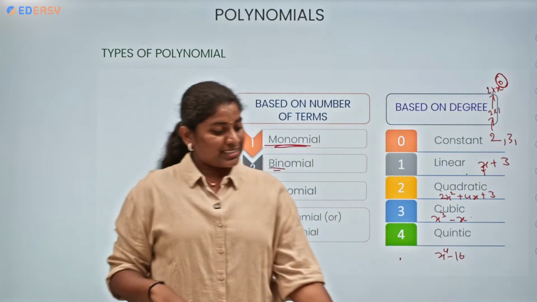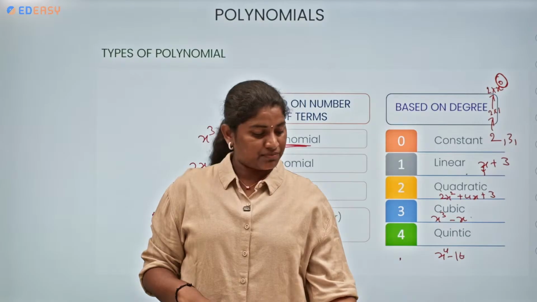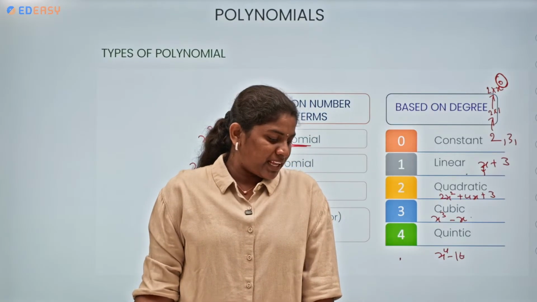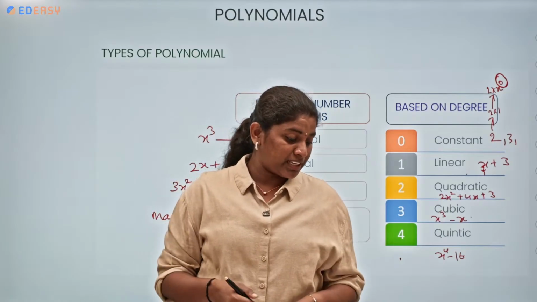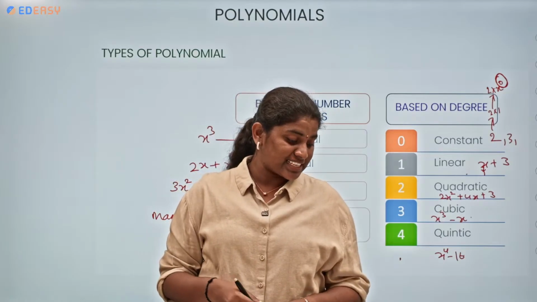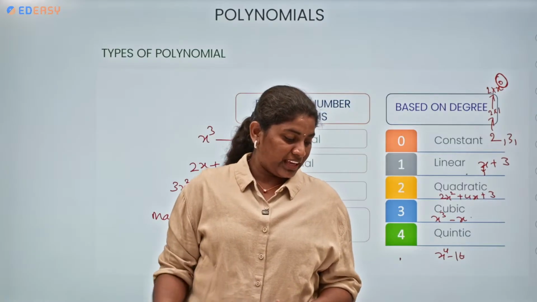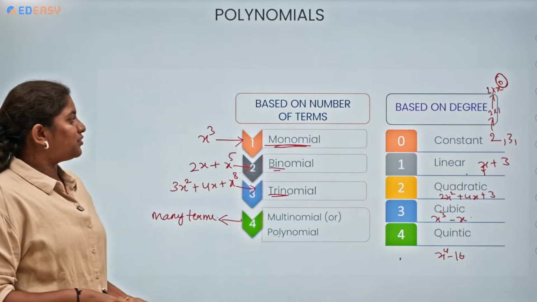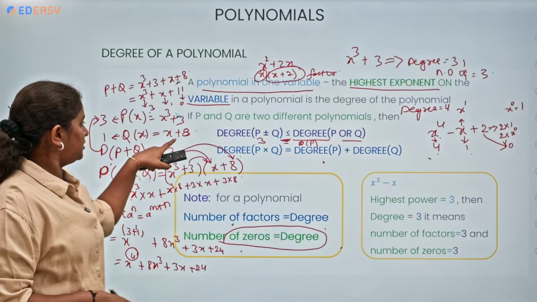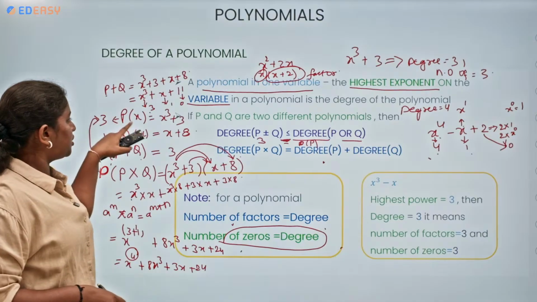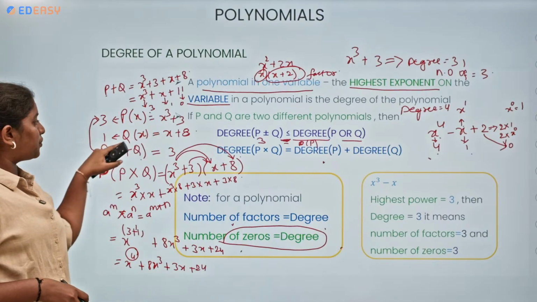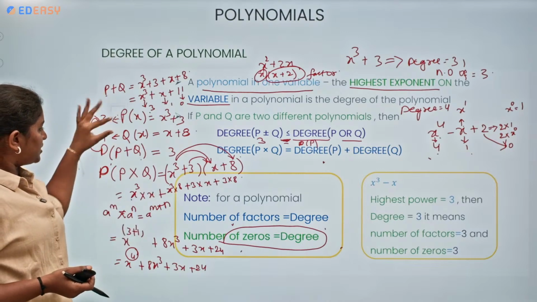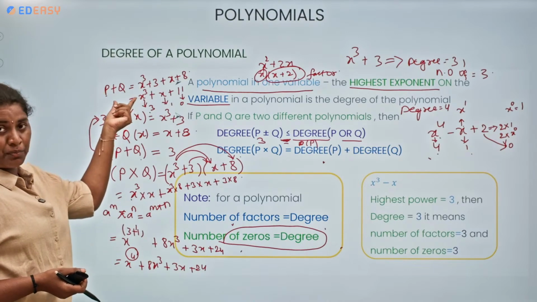Okay, now let's see, are we having any questions from the students? So explain the addition, subtraction and multiplication of two polynomials with examples. Okay, fine. Addition and subtraction will be the same. If you look here, we have taken p of x, x cube plus 3, and q of x, x plus 8. So we have taken two different polynomials and we did the addition.